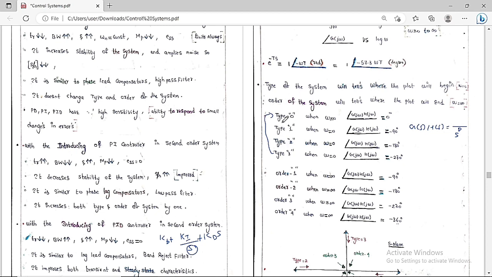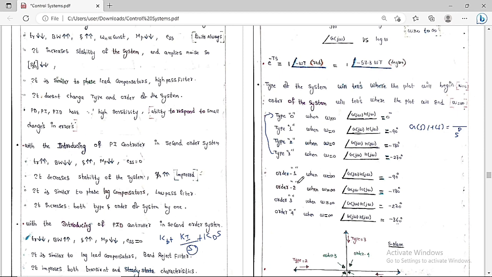So for type 0 system, when omega is equal to 0, the phase angle of G of S H of S is equal to 0 degree. For type 1 system, when omega is equal to 0, the phase angle is equal to minus 90 degree. And for type 2 system, when omega is equal to 0, the phase angle of G of j omega H of j omega is equal to minus 180 degree. And for type 3 system, when omega is equal to 0, the phase angle is equal to minus 270 degree.